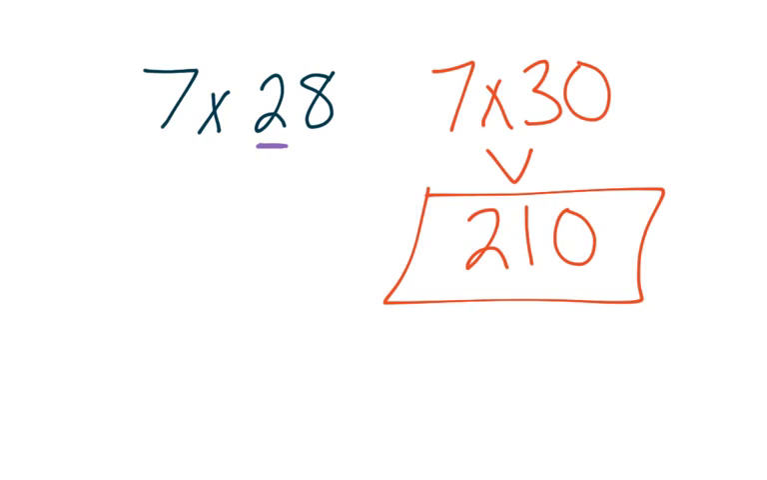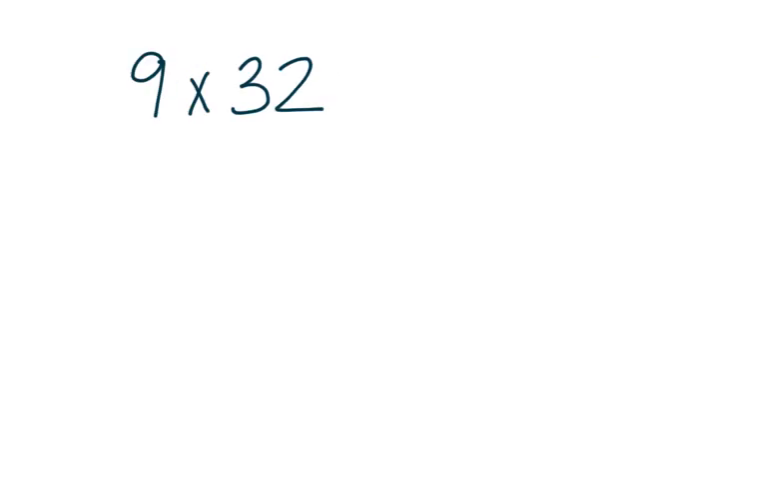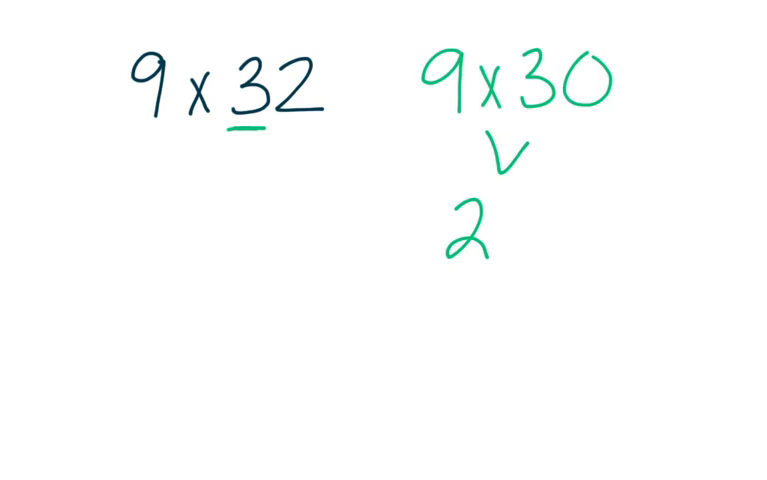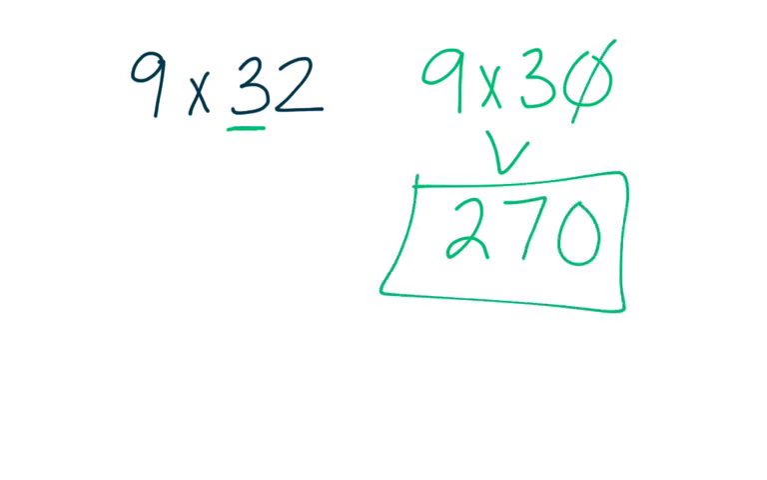Let's take a look at another problem. Here we have 9 times 32. And so we're going to round our 32 to the greatest place value, which is our tens place. This would round to 9 times 30. That would be what I am multiplying. 9 times 3 is 27, and then I bring down that 0, so my estimate is 270.